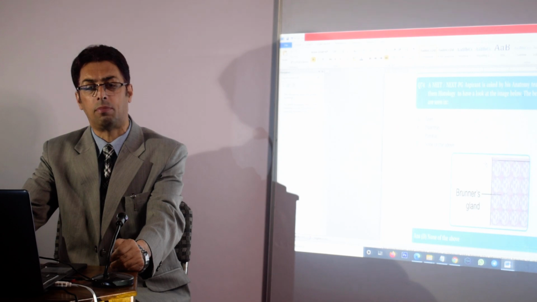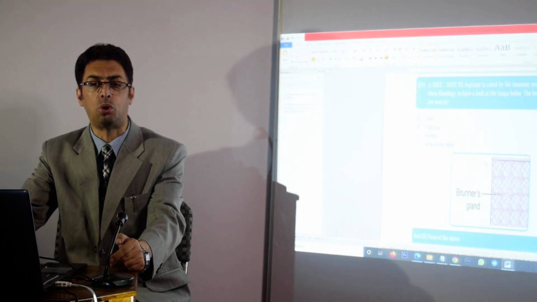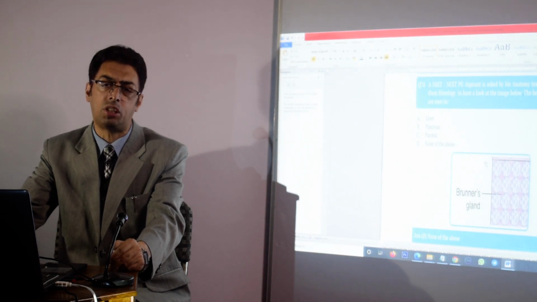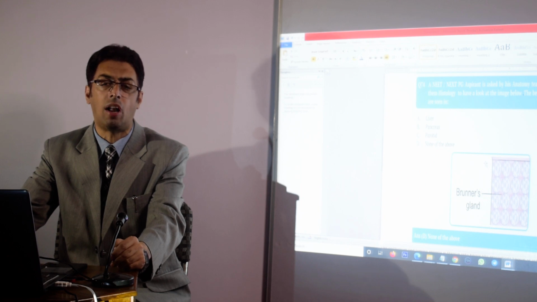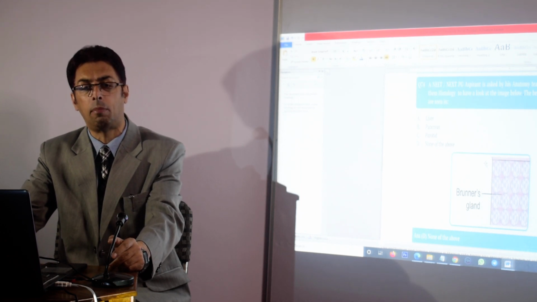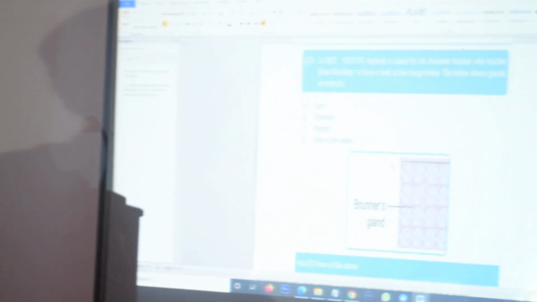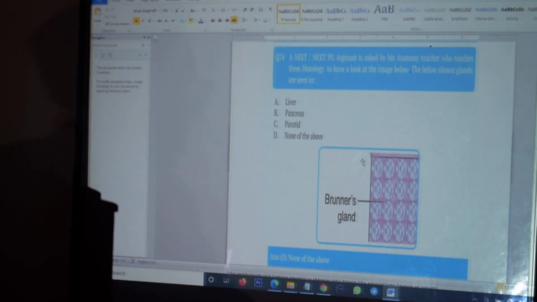the duodenum. We have got the small intestine divided into three parts: the duodenum, the jejunum, and the ileum. The ileum is characterized by characteristic lymphoid patches, which we call Peyer's patches. The duodenum has this entity as its recognizing feature, and the jejunum is characterless. So duodenum is the correct answer.